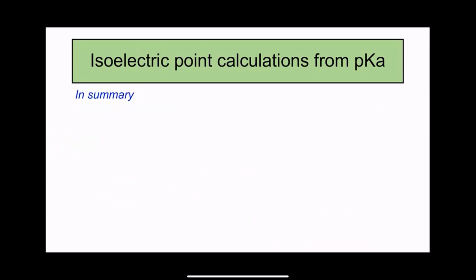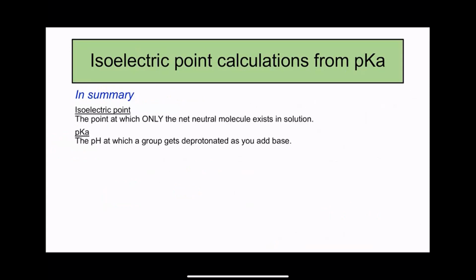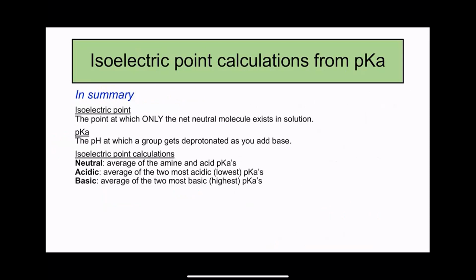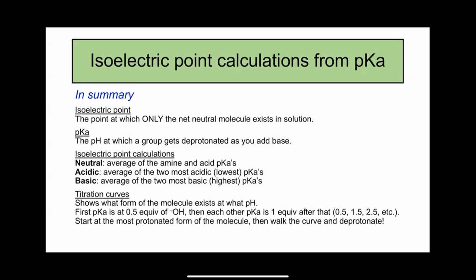So now we have a quick summary slide. Your isoelectric point is where you have your net neutral molecule. Your pKa is the pH where you get deprotonated as you add a base. And then in order to calculate your isoelectric points for different side chains, when you have a neutral side chain, you should take the average of the two pKas. For acidic ones, you'll take the two most acidic, so your two lowest pKas, and then for basic, you'll take the two highest. And then for your titration curves, you're going to be moving every half equivalent of base.